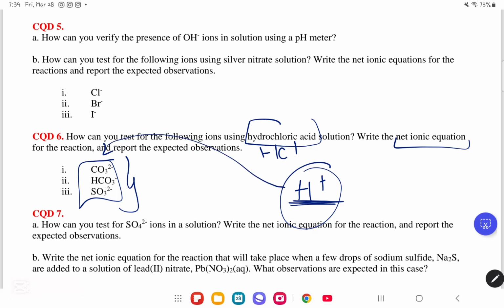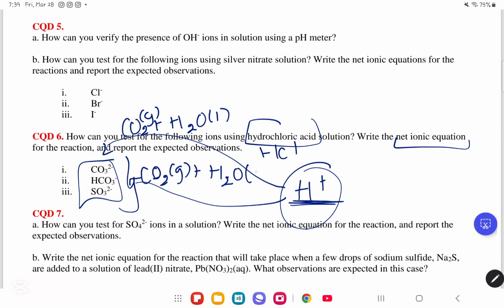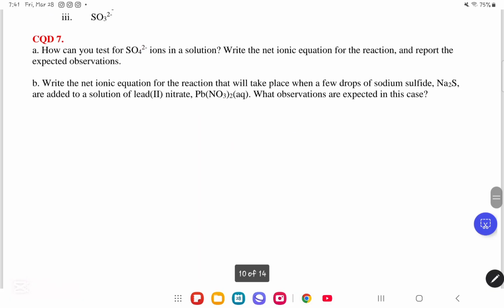H+ reacts with CO3 2- to form carbon dioxide gas and liquid water. It reacts with hydrogen carbonate to form also carbon dioxide gas and liquid water. And then finally it reacts with SO3 2- to form sulfur dioxide, SO2 gas, and liquid water. Okay, so now we move on to CQD number 7.